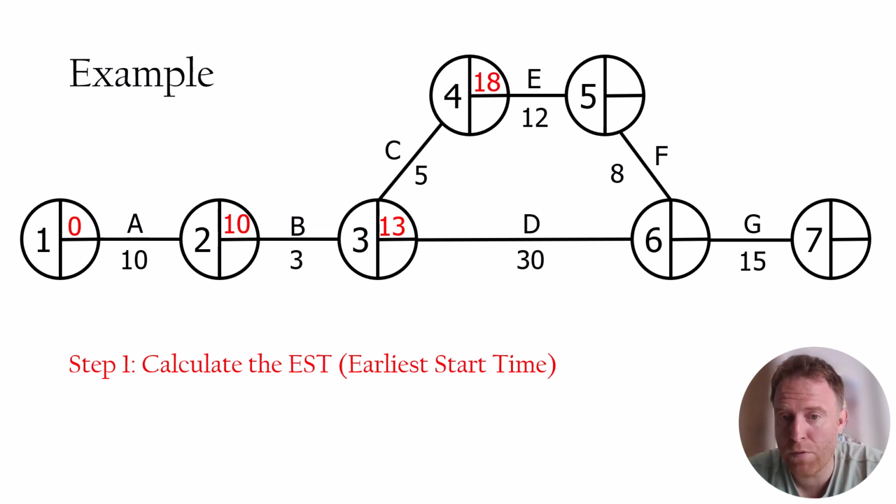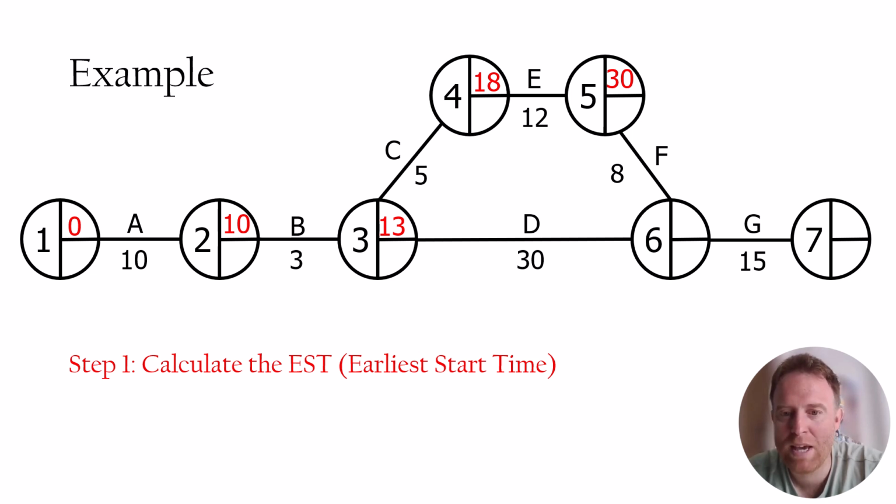So again, node 4 is going to be 18 days. Then we've got E of 12 days. So again, that's going to be 30 days. And then we've got F. Now, this is where it might become a little bit more complex. So which one do we look at? Do we look at D or do we look at F?